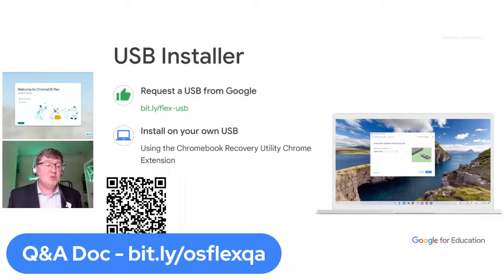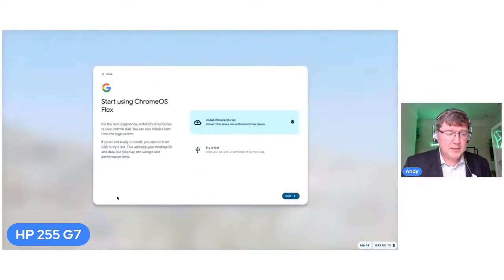Okay, so my machine has restarted. So let's go back and have a look at the HP machine. We're now at this options point where we're going to go through the options and actually start the process of installing ChromeOS Flex. So here we are on the first screen. It just welcomes me to ChromeOS Flex, and then it gives me two options at this point.